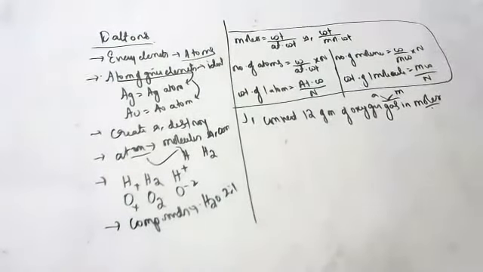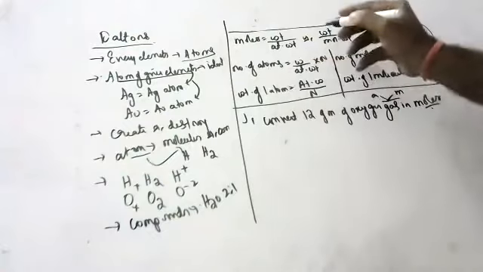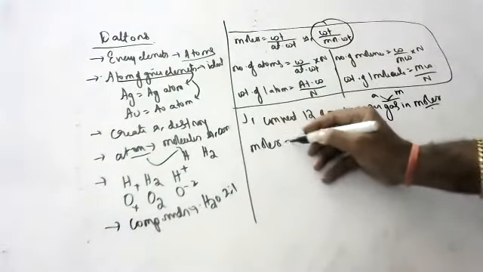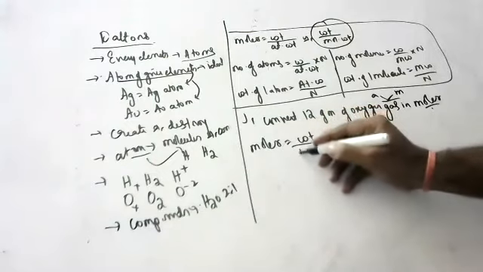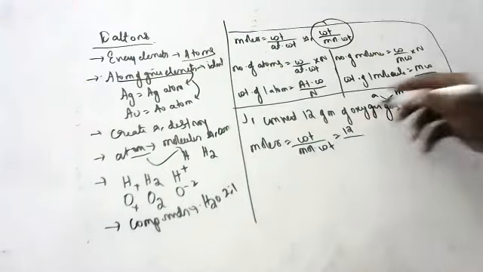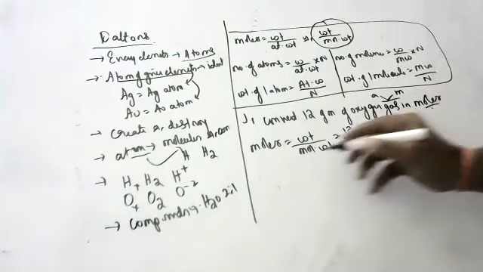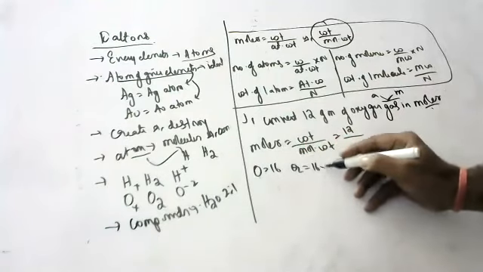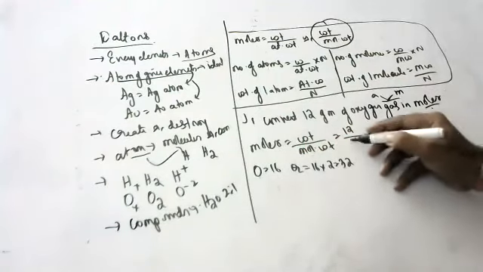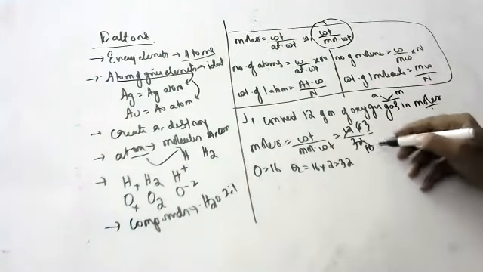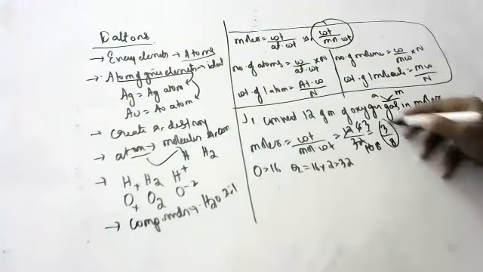Oxygen is a gas, so it exists as a molecule. What is the formula for moles if molecules are given? Weight by molecular weight. What is the molecular weight of oxygen, children? Oxygen is 16. O2 is 16 into 2, which is 32.